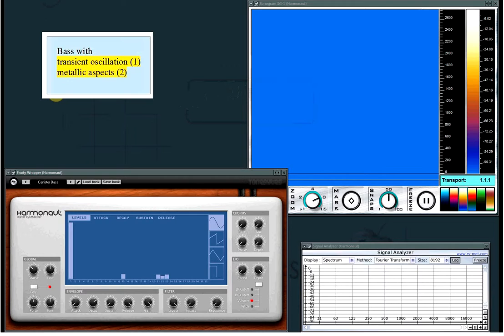To make the metallic part sound even more inharmonic, I use three neighboring high frequencies, two of which are odd-numbered. Well, let's listen and watch.